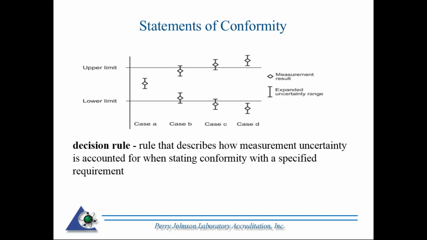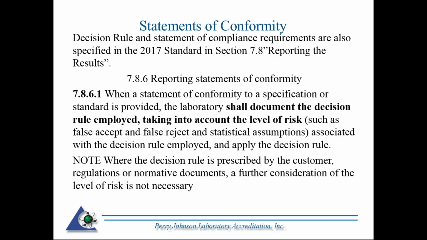So decision rule is one of the new definitions within the 17025:2017 standard, and it basically is a rule that describes how measurement uncertainty is accounted for when stating conformity with a specified requirement. So what we have here is just a broad picture of various data points with lower and upper limits, values, and associated bands of uncertainty. Okay, so I mentioned where we address statements of conformity and decision rule, two places in the standard. So we come to agreement with our customer as far as the decision rule that's going to be applied.